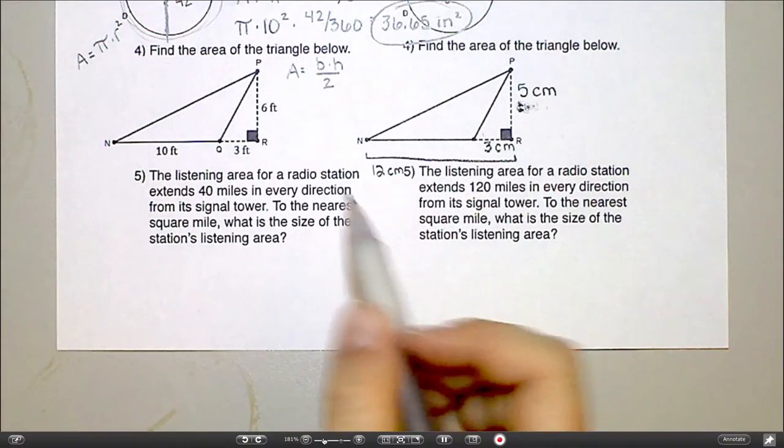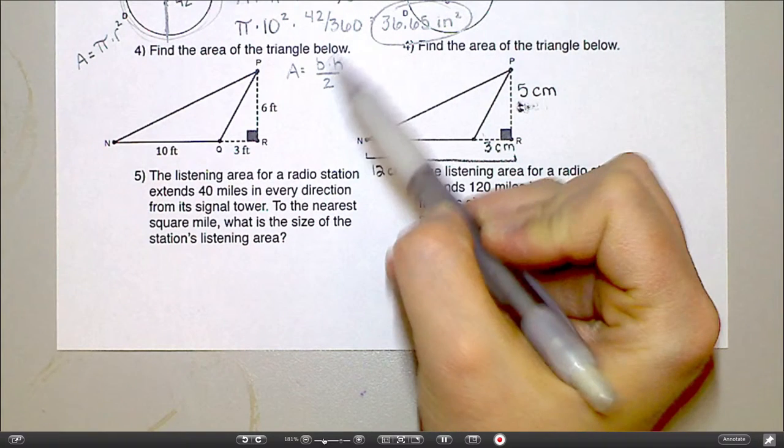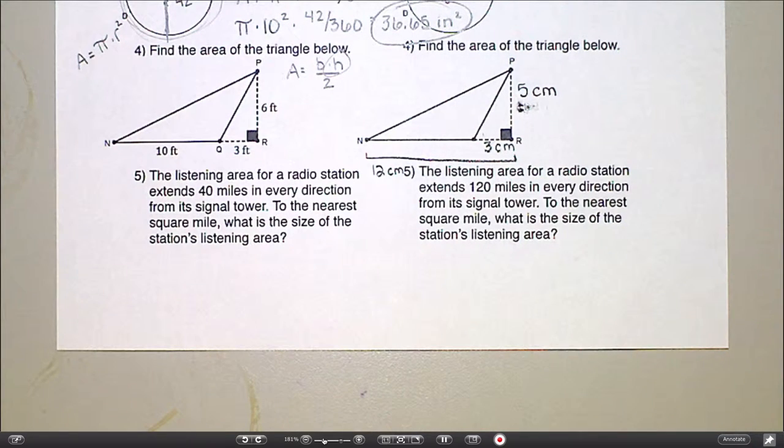What you have to watch out for is sometimes the height is not inside the triangle. Okay? So the height will not actually touch the base of the triangle because it's not inside the triangle. Your base, though, is still just the base of the triangle.